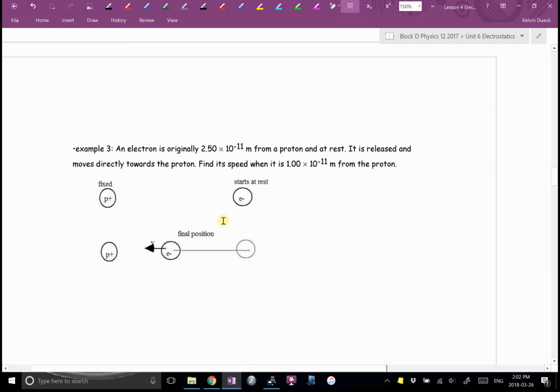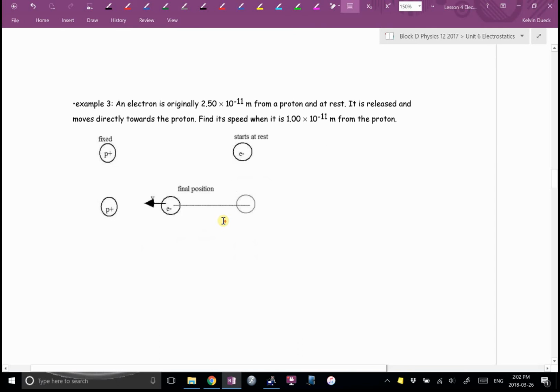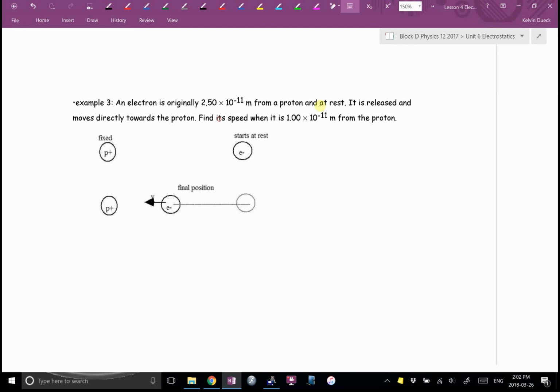I like example 3. Example 3 is a nice question. It says this. An electron is originally 2.5 times 10 to the negative 11 meters from a proton and at rest. I would probably underline the words at rest.